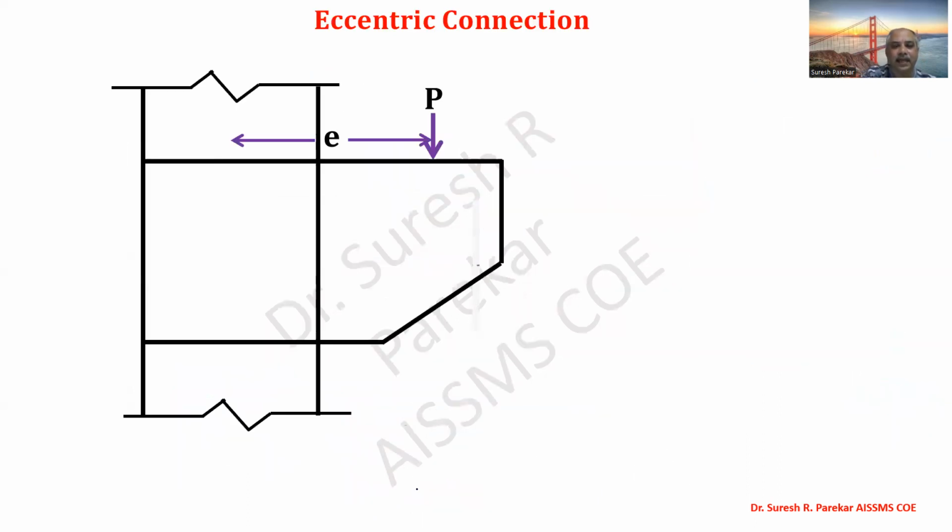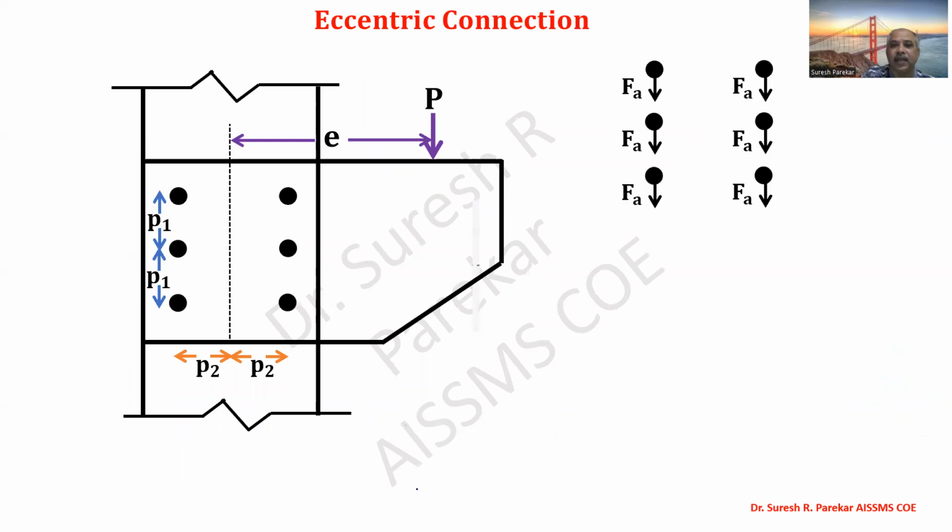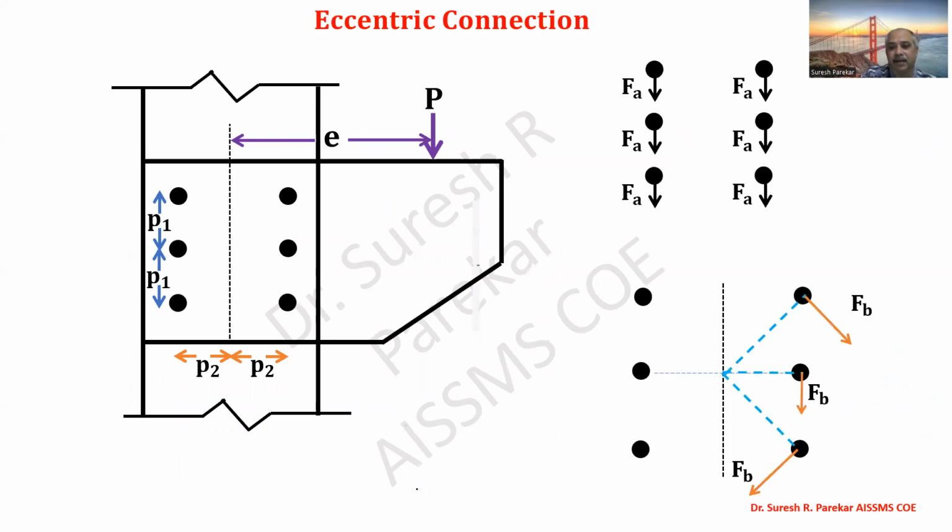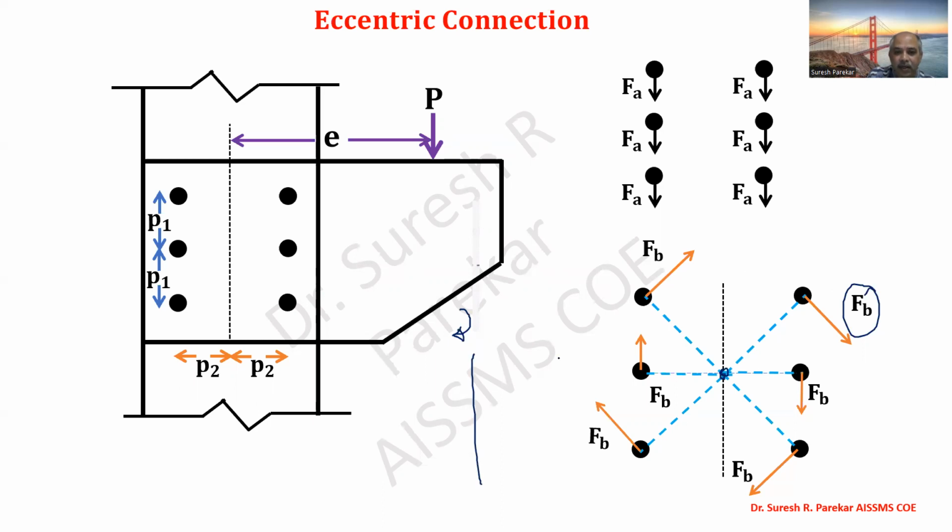Then we have eccentric connection. So we have a detailed study of this eccentric connection, that is in your gantry girder. So he may ask you to show the force in bolt. So you have to keep in mind, as our moment is anti-clockwise, each FB should develop clockwise moment about the center.